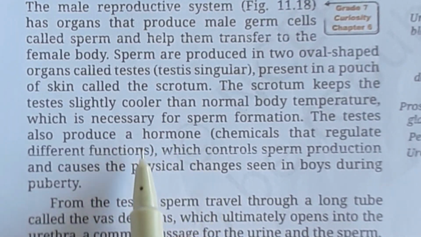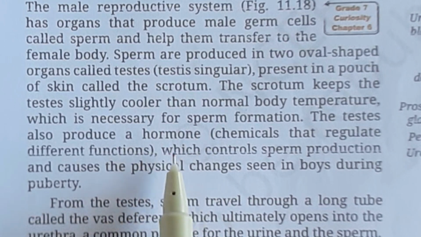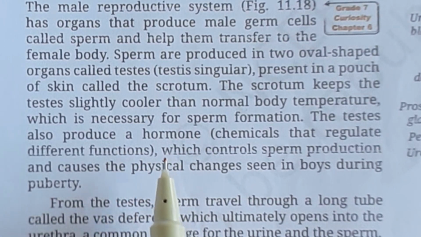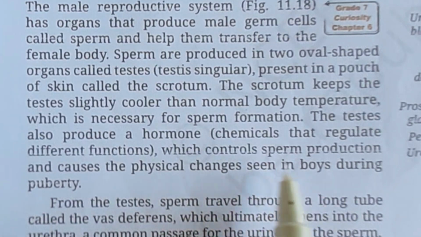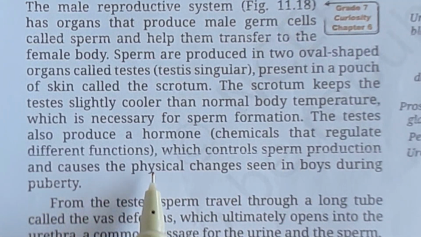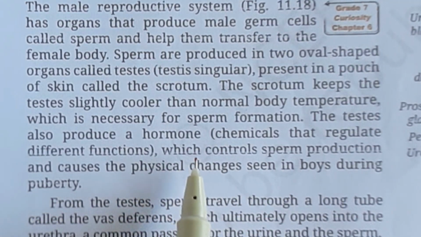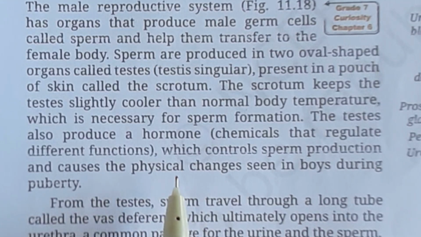So what are hormones? Hormones are chemicals. They are biochemicals which are synthesized in the body, and they regulate different functions. So here the testis secretes testosterone. It controls the male secondary characters which develop after puberty.